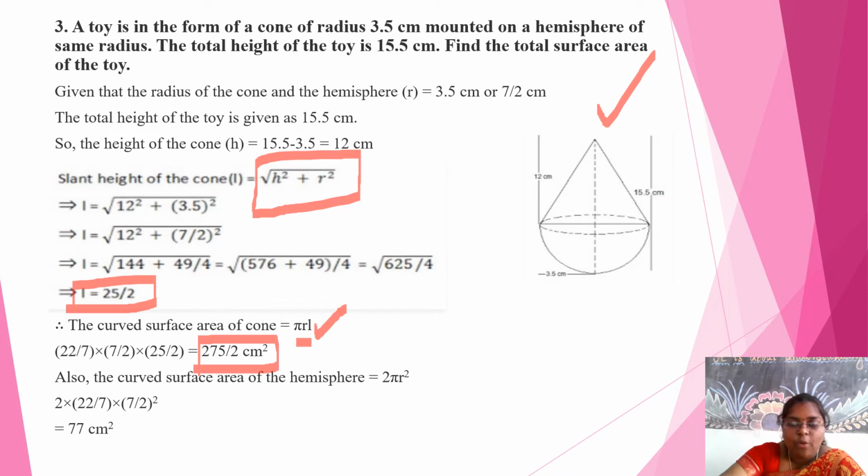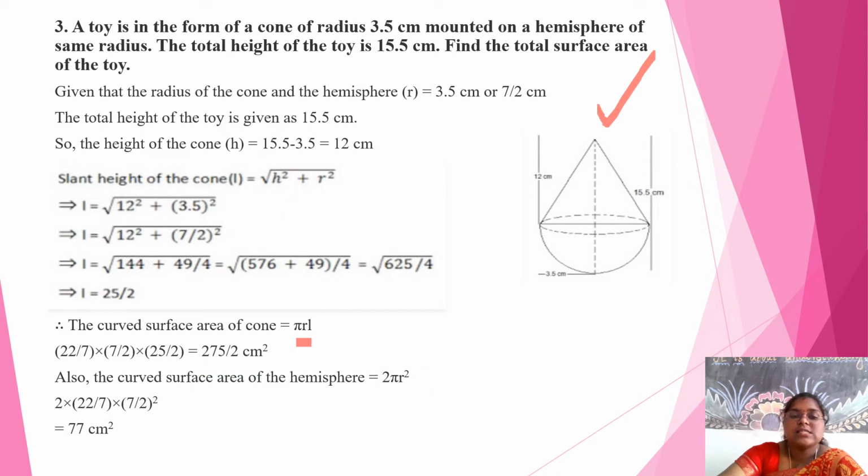Next, the below part, which is the hemisphere, we have to find. The curved surface area of a hemisphere formula is 2 pi r square. So 2 into 22 by 7 into r square, 7 by 2 the whole square. We are getting the value of 77 centimeter square. Right? Separately we found the curved surface areas, but we want the total surface area of the particular toy.